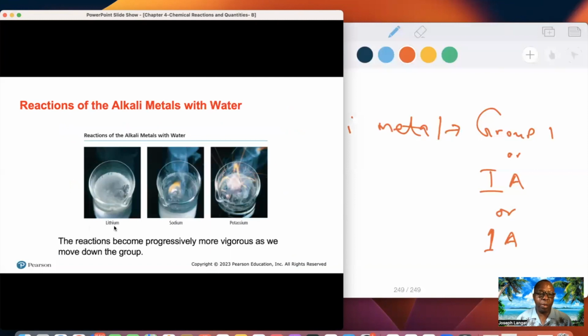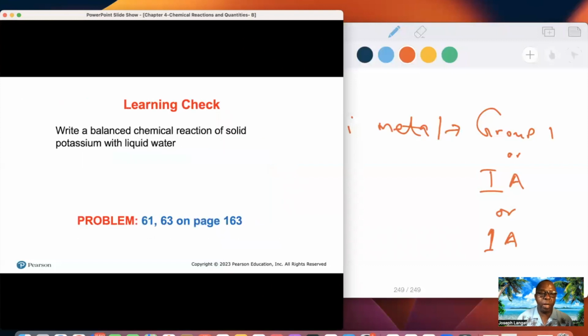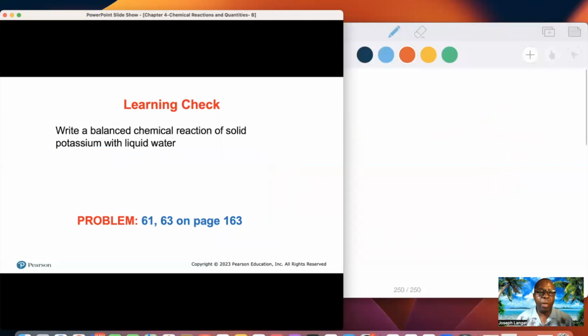If you look at the reaction, this is lithium, this is sodium, this is potassium, they are all group 1, and they produce hydrogen gas. Let's see a good example of a reaction between alkali group 1. Write a balanced chemical reaction of solid potassium with liquid H2O. So alkali, this is K, solid, plus liquid H2O.